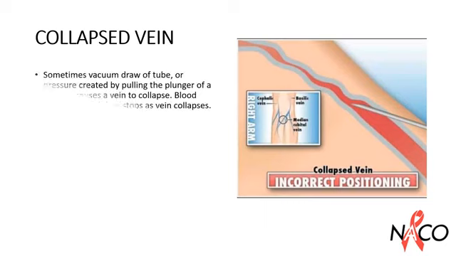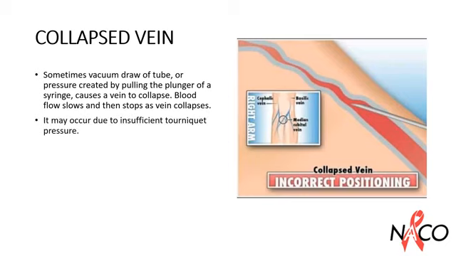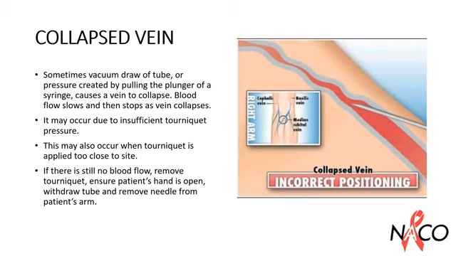Sometimes the vacuum draw of the tube or pressure created by pulling the plunger of a syringe causes a vein to collapse. Blood flow slows and then stops as the vein collapses. Collapse early on may be due to insufficient tourniquet pressure. After about 5 ml, this may be due to excessive tourniquet pressure. This may also occur when the tourniquet is applied too close to the site. Experiment with tourniquet pressure, increase or decrease as appropriate.